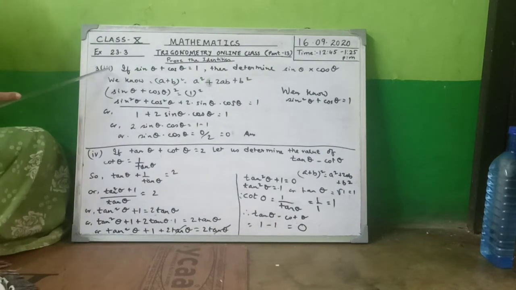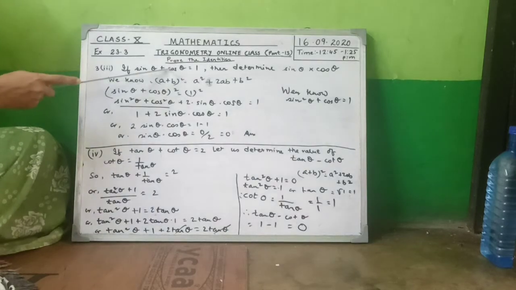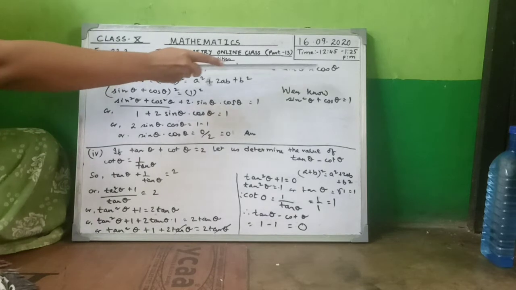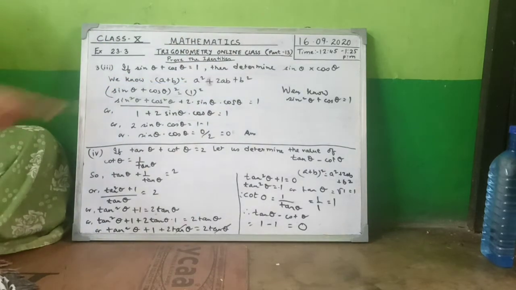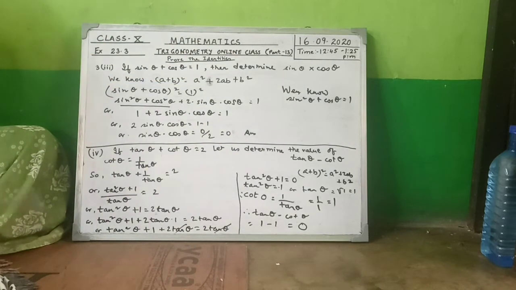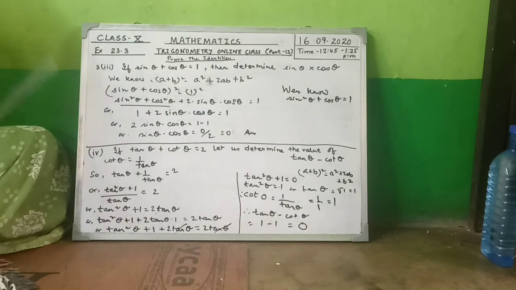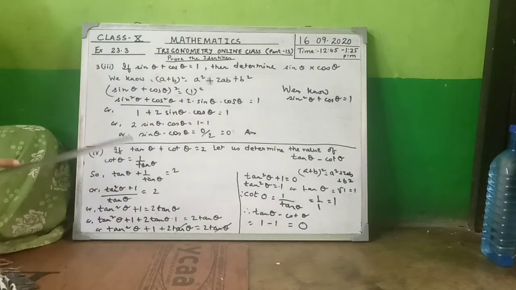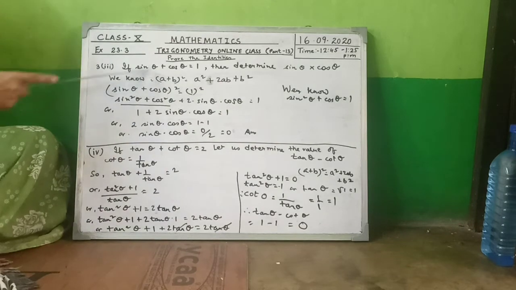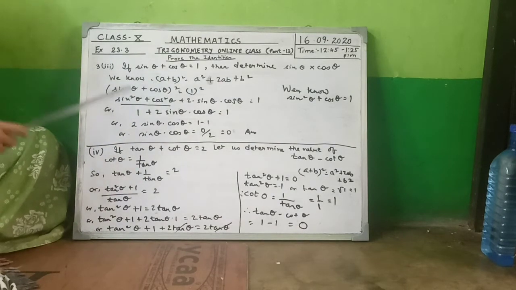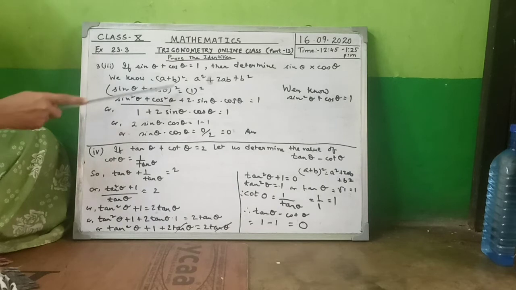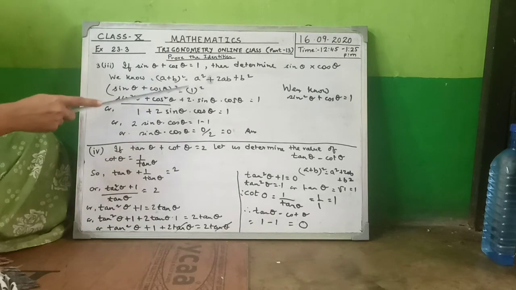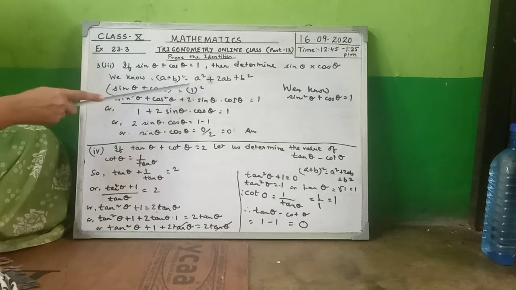Now exercise 3.3. If sin theta plus cos theta is equal to 1, then determine sin theta into cos theta. So from here, you remember that we know one formula, (a plus b) whole square. What is the formula? a square plus 2ab plus b square. Because over here, if we square this, what we'll get? We'll get (sin theta plus cos theta) whole square is equal to 1 square.